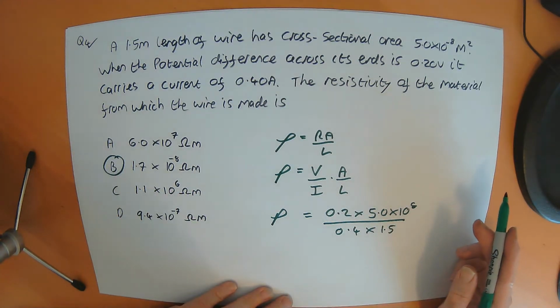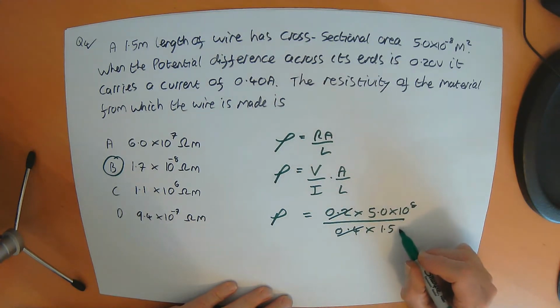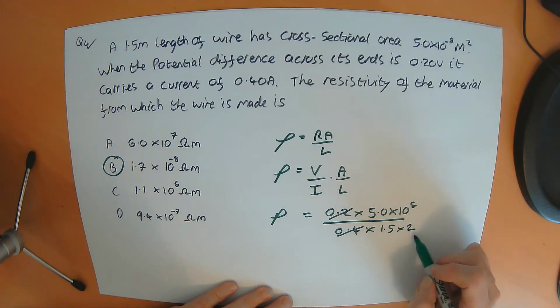Actually, we don't need a calculator for this really, because we have 0.2 over 0.4, which is 2. So it's 5 divided by 3 times 10 to the 8.